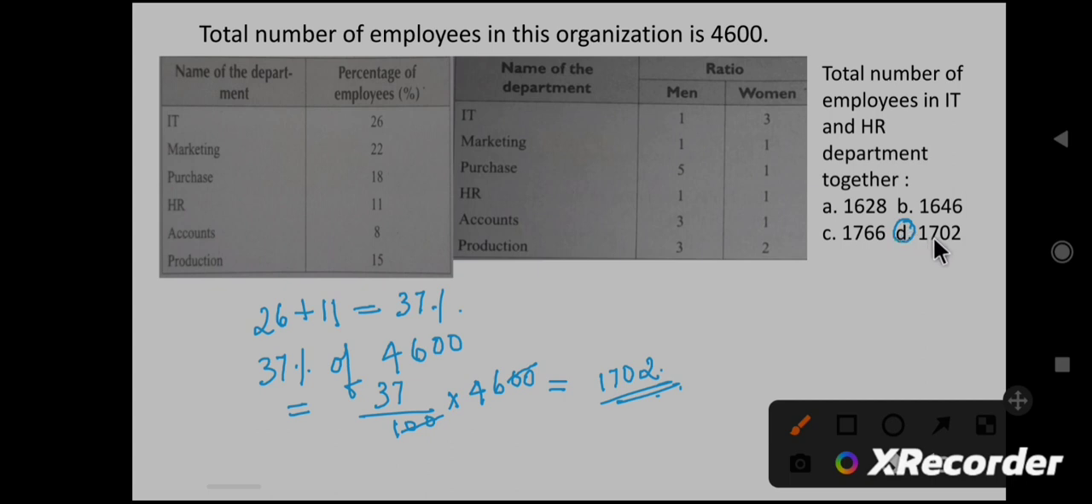So these many people are in both IT and HR department together. And this is the answer which we have got. Let's move on to the next question.